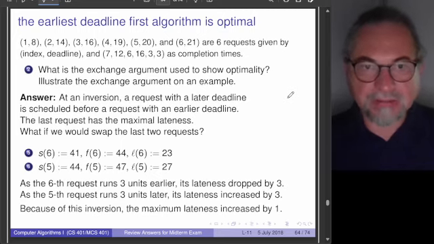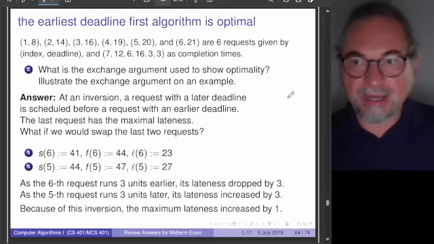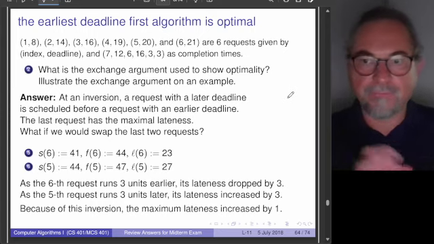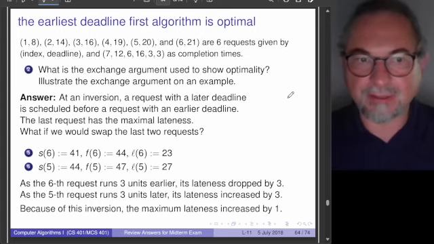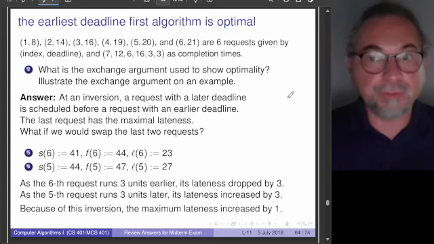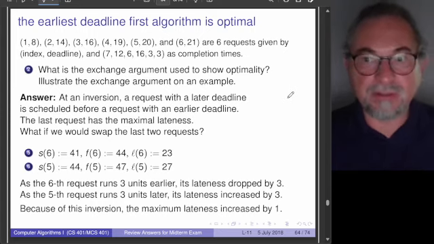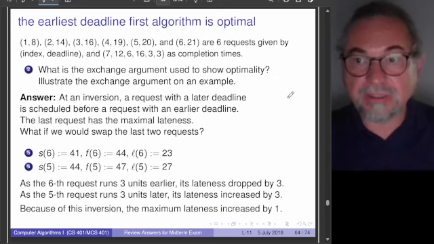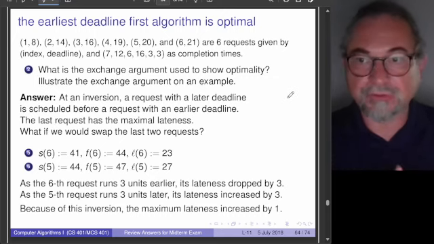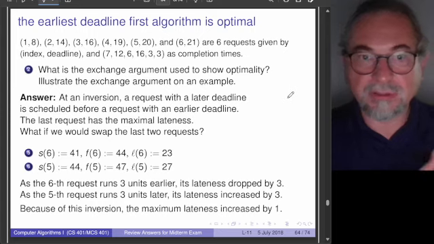So we defined an inversion in a schedule as a request that was scheduled before a request with a later deadline. And we have demonstrated that even if you can do this, so the algorithm would never compute this, then you would not increase the lateness. So if there are other optimal schedules that allow you to have inversions, then they will not influence the maximum lateness.